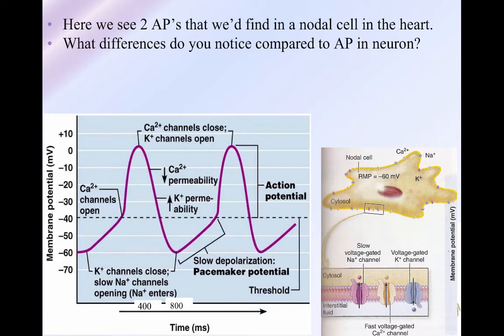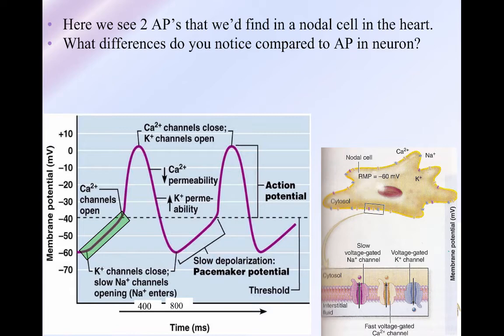But then very quickly, the potential starts to drift upwards with kind of a shallow slope until it reaches threshold, which occurs at a higher level than it does in a neuron. The other thing that you might notice is the peak of the action potential isn't quite as high. And what we're going to do is we're going to go ahead and look at how all of this occurs. And so this shallow upward sloping part is what's known as the pacemaker potential. So sometimes we refer to the whole thing as the pacemaker potential, but it's really this shallow upward sloping part.